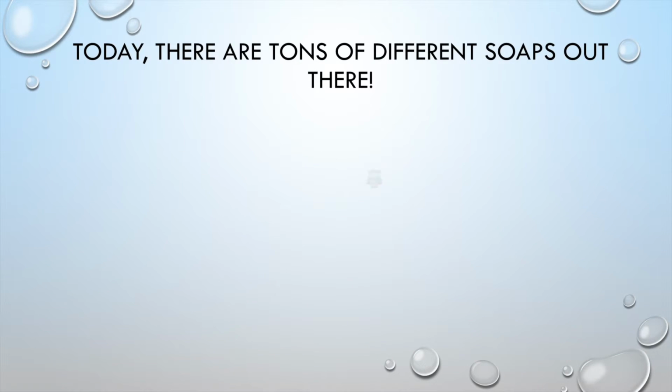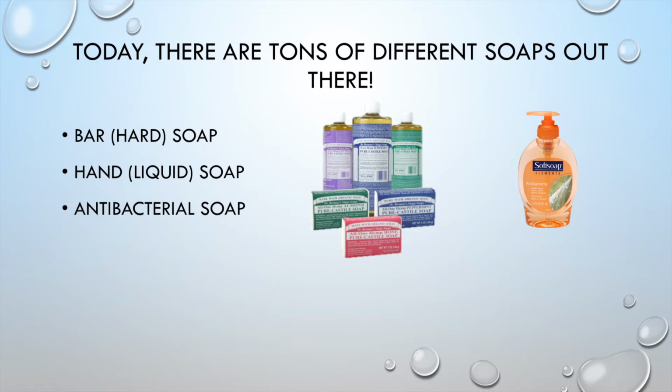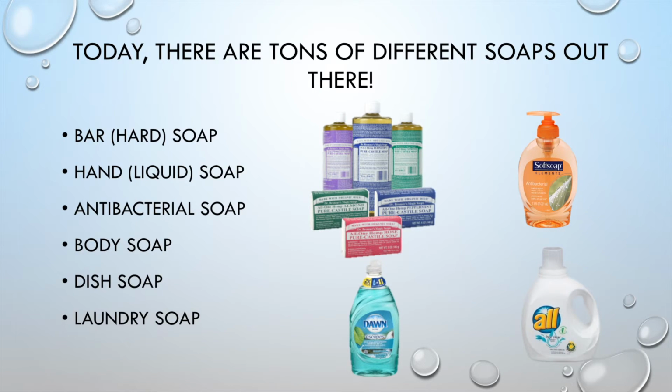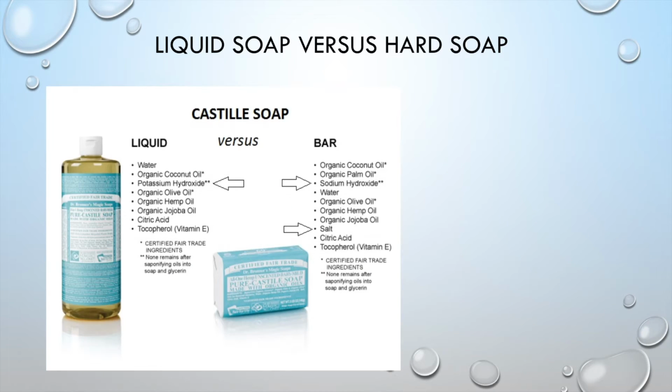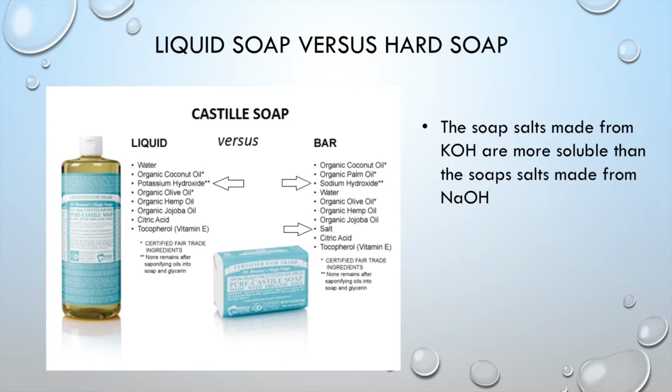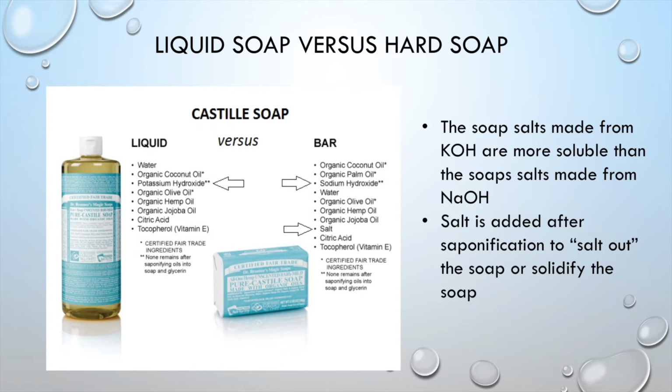Today, there are tons of different soaps out there. When it comes to bar soap versus liquid soap, the differences are minor. Liquid soap is usually made from potassium hydroxide, while bar soap is made from sodium hydroxide because the potassium soap salts are more soluble. Adding a sodium chloride salt solution causes the soap to harden since the salt deprives the soap from enough water to keep it soluble.